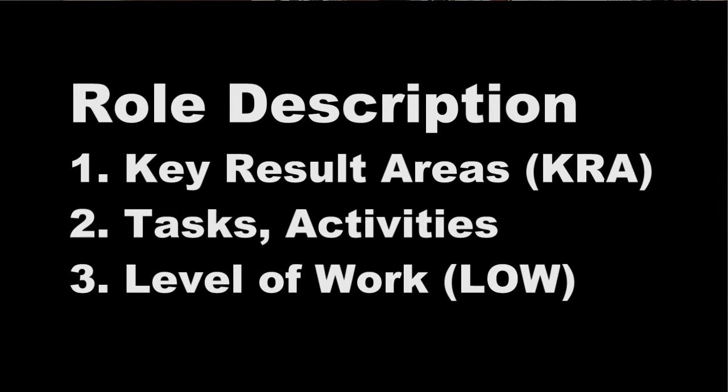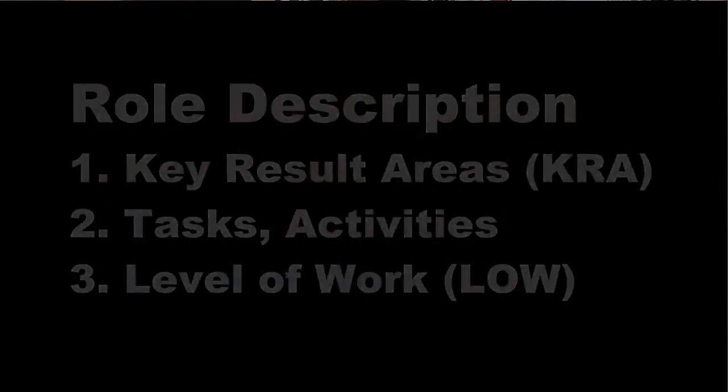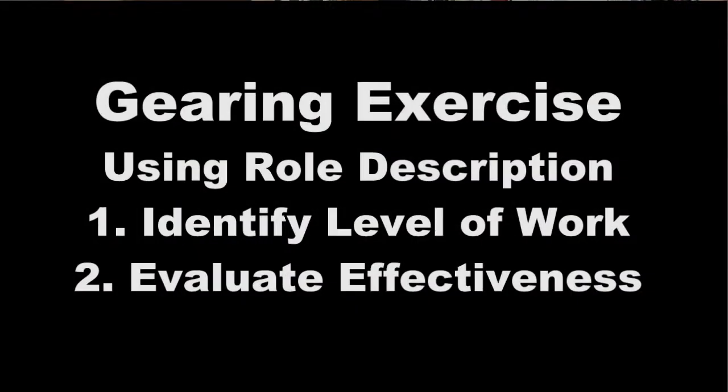Now, the problem with most role descriptions is while they do a good job of identifying the tasks and activities associated with each of the key result areas, they do a very poor job of identifying the level of work. So the first step is to identify the level of work. Once we've identified that level of work in each of the key result areas, we can now move on to assess the effectiveness of the internal candidate related to each key result area.